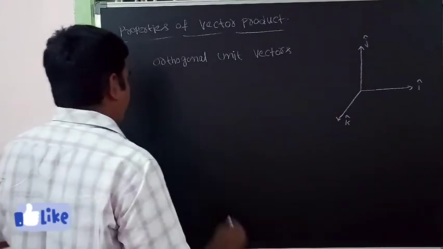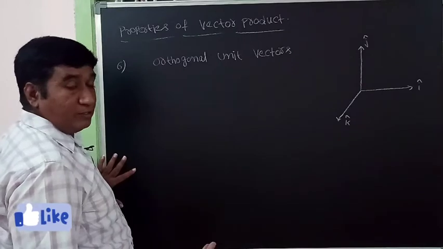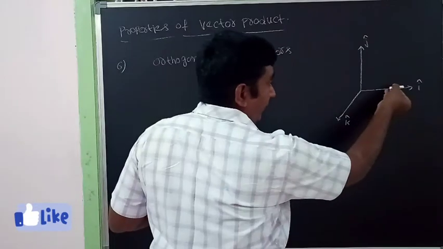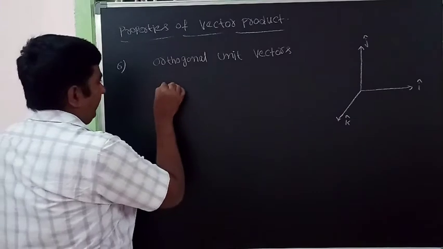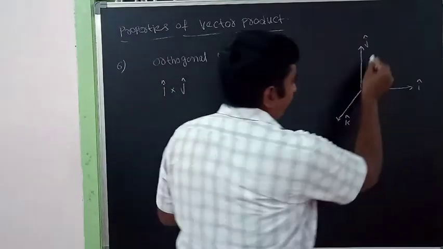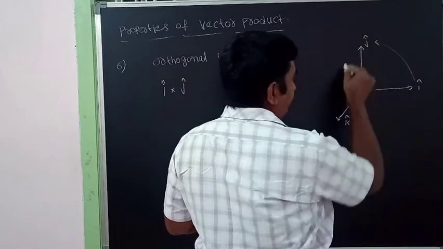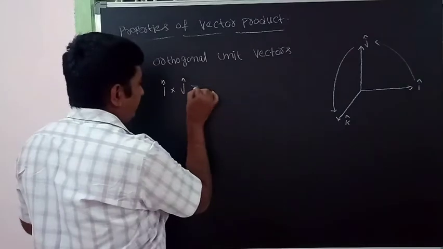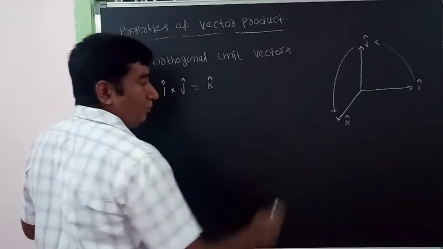In such a case, as we just proved, whenever they are perpendicular we get a vector which is perpendicular to both. If I take i vector cross j vector, then I am going to get a k vector, which is perpendicular to both; the resultant is also perpendicular to both.